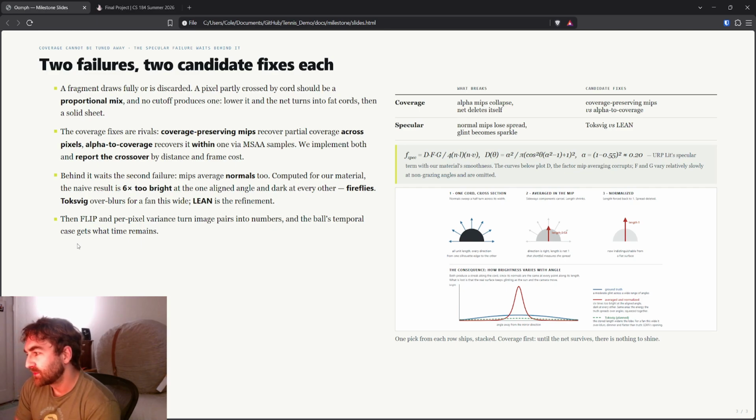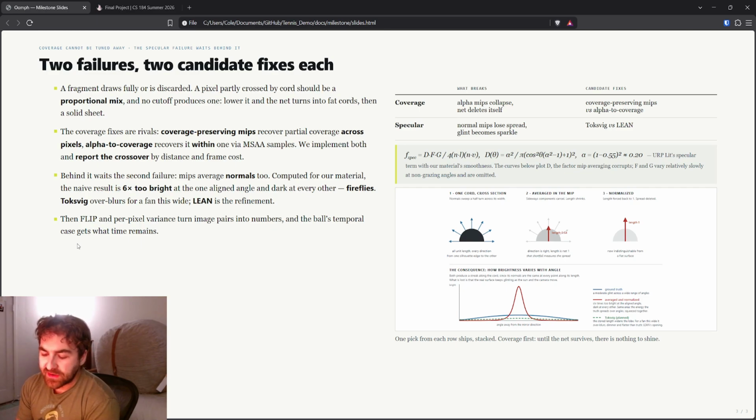I know for Toxvig, we're using the size or the magnitude of the resulting vector after you average the normals to get an idea of how spread out the data is. But I haven't really delved into it yet.